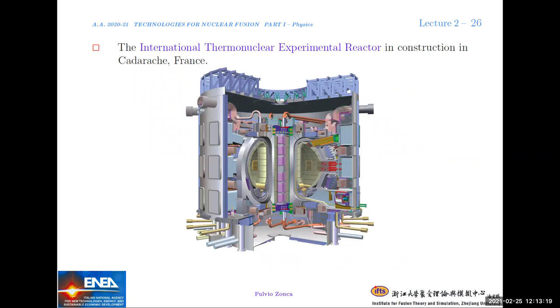ITER is the big International Thermonuclear Experimental Reactor in construction in Cadarache, France, in the southern part of Provence. Actually a very nice place for you to go, near Aix-en-Provence, if you like. After COVID finishes, a nice place for you to visit. And this is the way ITER looks like, and it is a quite significant, amazing, big machine, and it is going to cost around 16 billion euros.